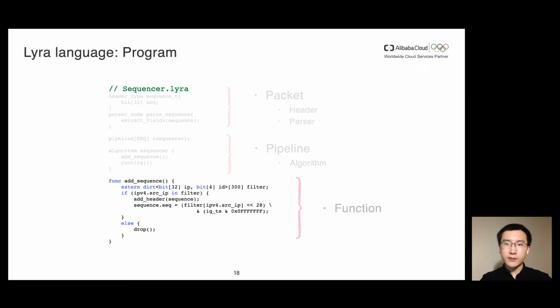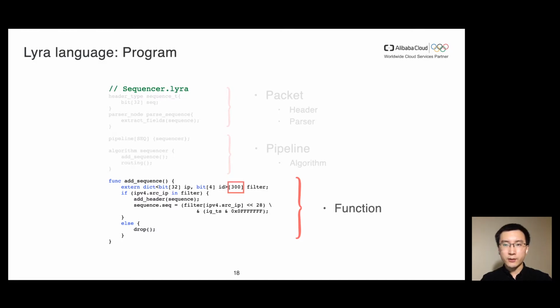The main logic of the sequencer is implemented in the fSequence function. In this function, we can see that the filter table is implemented by an external variable, and the size of the filter external variable defines the number of entries. Currently, there are 300 entries. So when the programmer wants to increase the number of entries, she only needs to change the size of the external variable, and Lyra takes care of everything else.